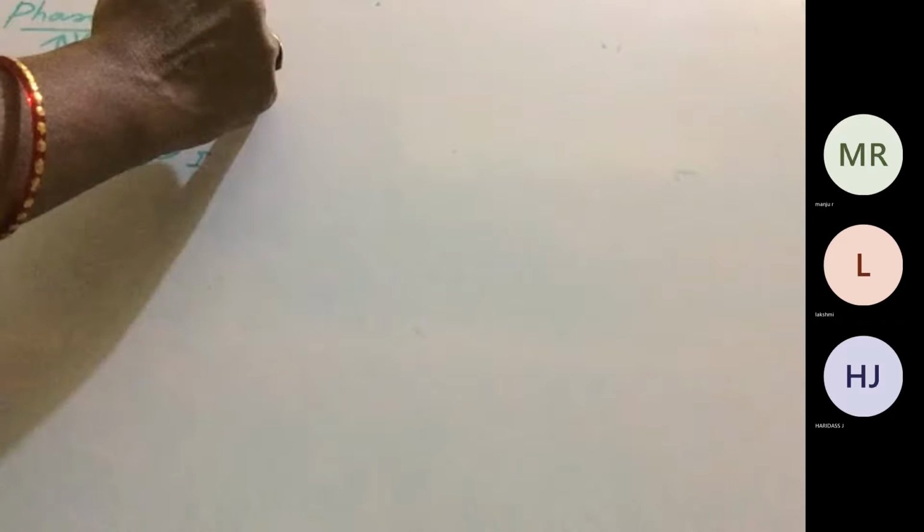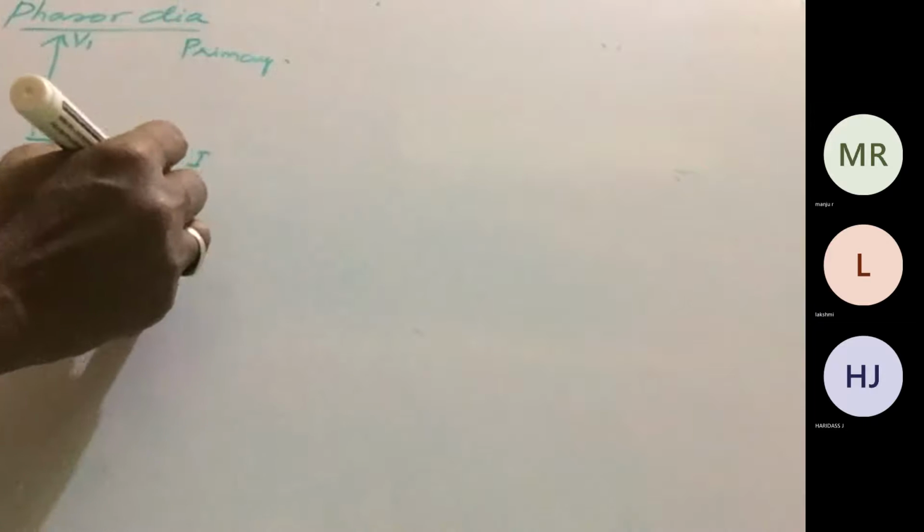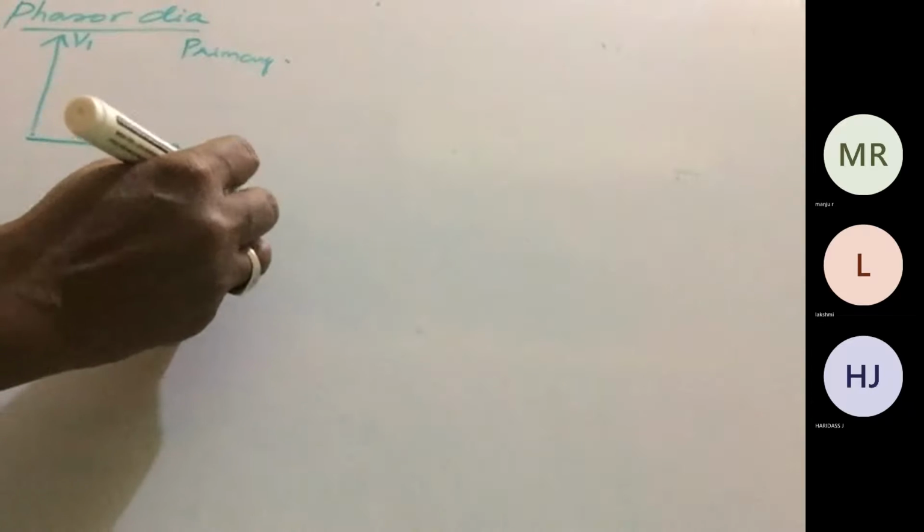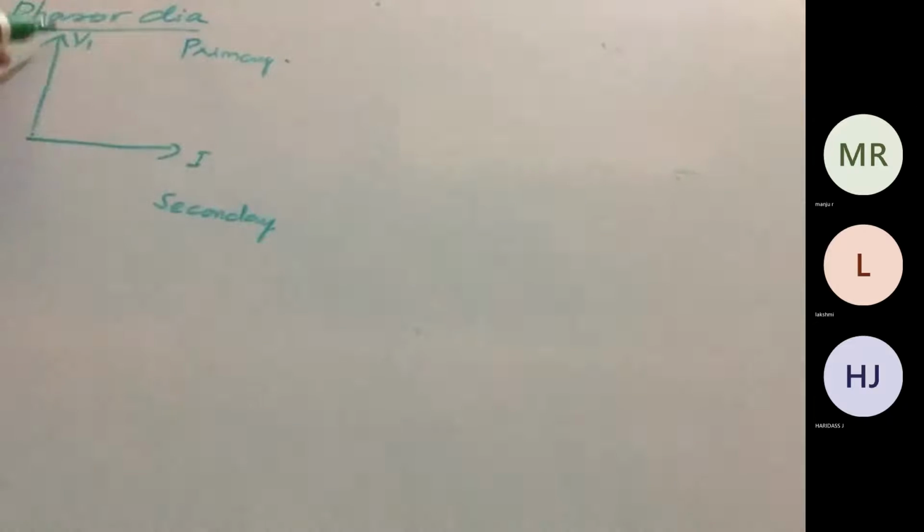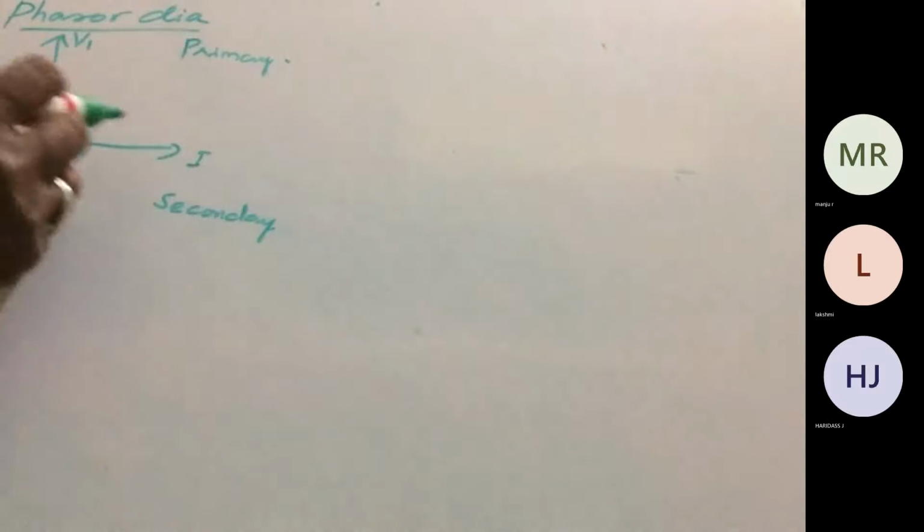So for the phasor diagram, first you have to take I as the reference. Then we take the voltage. I lags the voltage. So V1 will be the voltage. We take the primary on the upper side, and the secondary downwards. V1 will be the primary voltage. Generally we represent I as the reference.